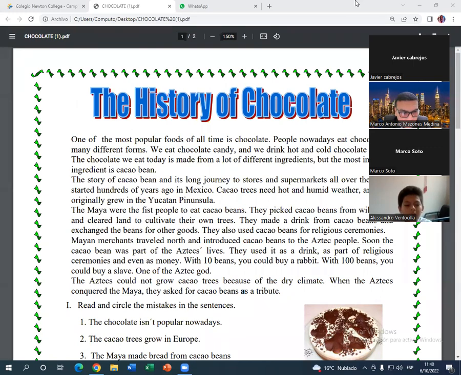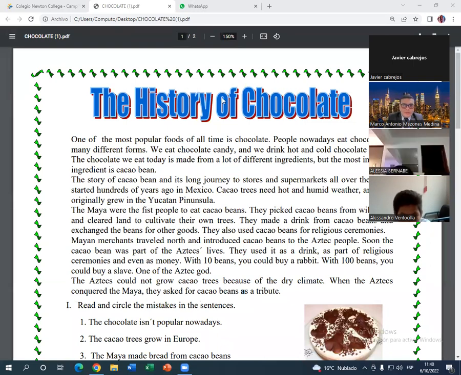The Maya were the first people to eat cacao beans. They picked cacao beans from wild trees and cleared land to cultivate their own trees. They made a drink from cacao beans and exchanged the beans for other goods. They also used cacao beans for religious ceremonies.